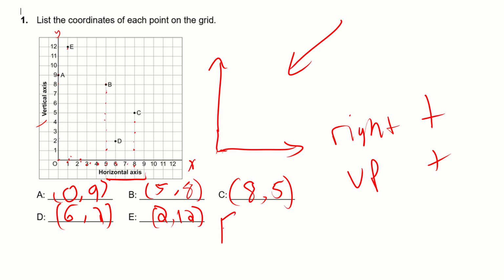Let's say I wanted F here. And I said F was 10 and 2. Well, what I'm going to do first is I'm going to count all the way to the right, because that's my x-axis, okay? And I'm going to find 10. Now I'm going to go 1, 2 up. That would be where F is, okay?